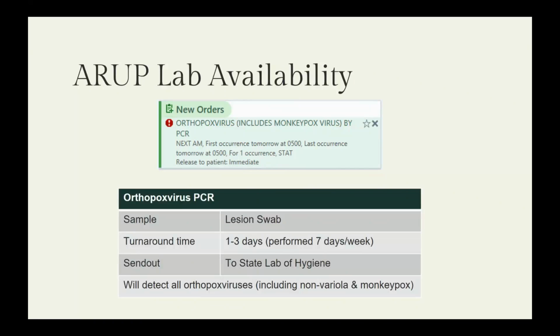The State Lab of Hygiene is located in Madison, but there are other labs that are capable of running the test too now. Do note that this lab will detect all orthopox viruses, including the non-variola strains, such as monkeypox. In certain situations where there is a high viral titer of the variola virus, and again, variola virus is smallpox virus, it can result in a positive test and affect interpretation of this result.